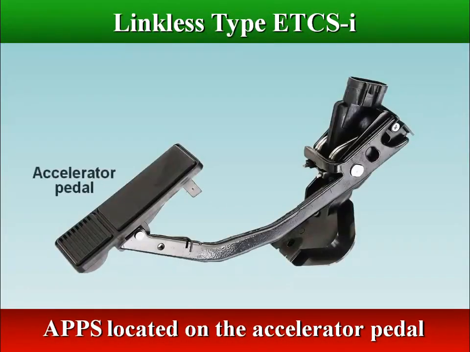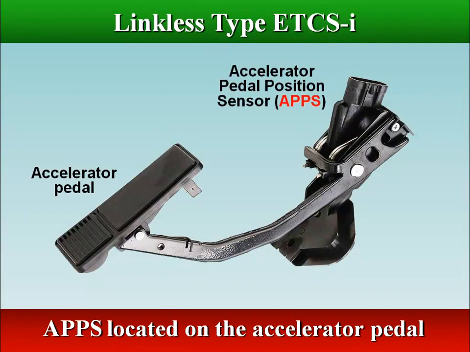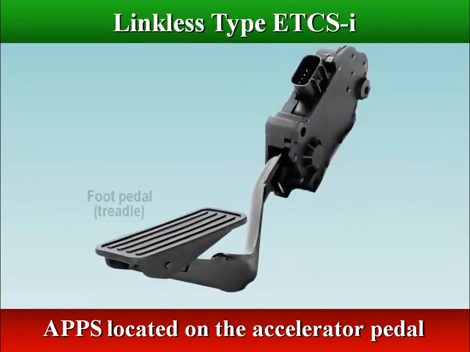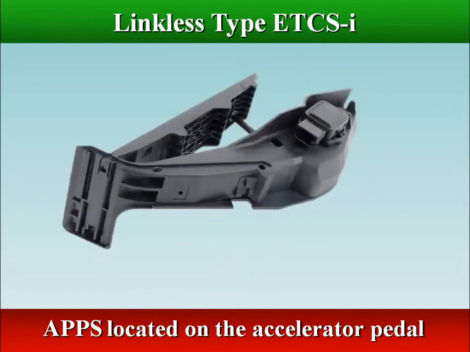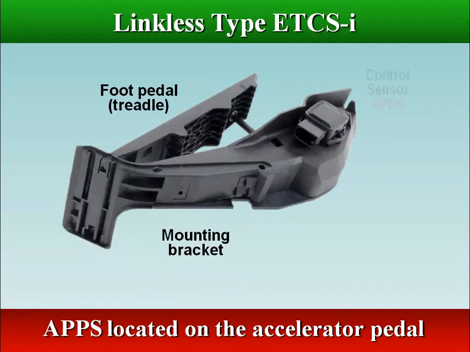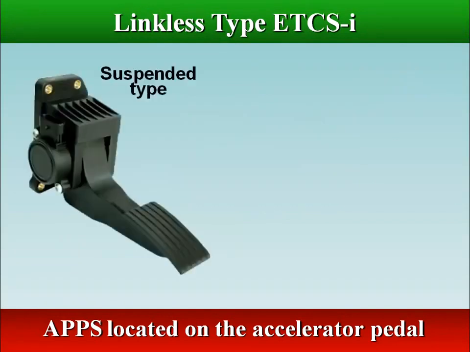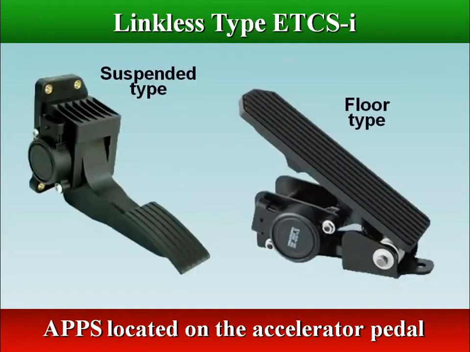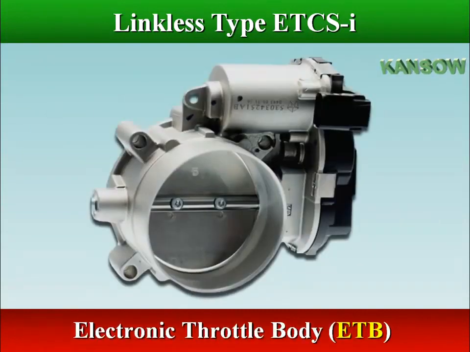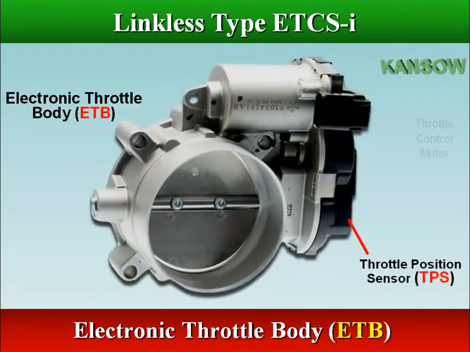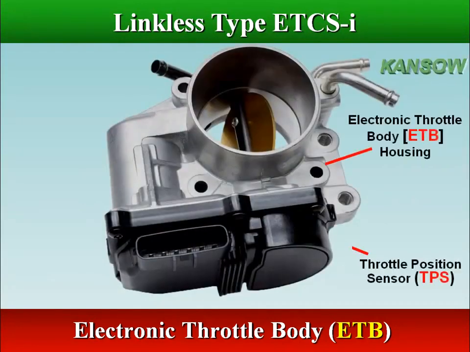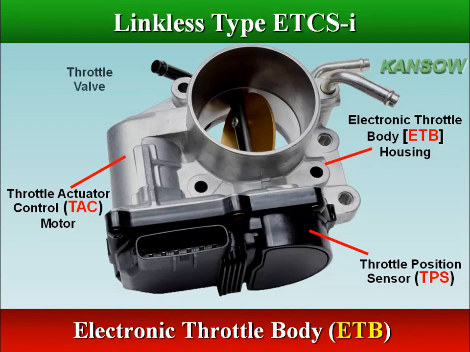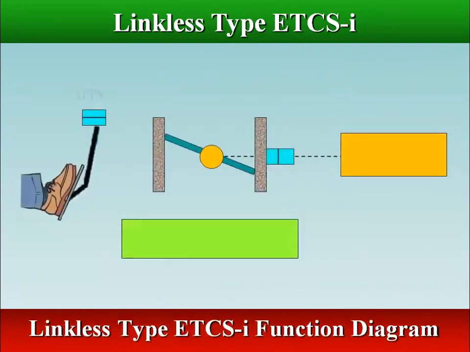The linkless type electronic throttle control system is the most commonly used. That uses a cable-less system where pedal position sensors are mounted on the accelerator pedal and pedal position information is sent directly to the ECM. The electronic throttle body, ETB, integrates the drive motor which moves the throttle valve, and the TPS that is utilized for ECM feedback. Operation of this system is nearly identical to the link type.